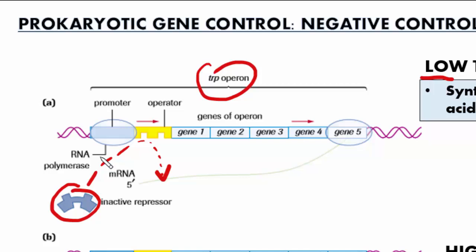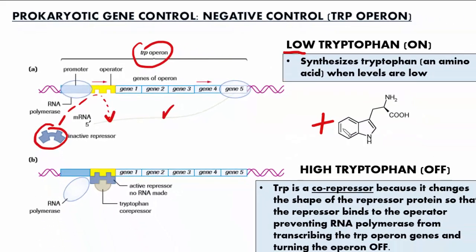RNA polymerase then is free to bind to its promoter and transcribe these genes, which will produce the mRNA, which when translated will create the enzymes necessary to produce this stuff, to make this. Now, we're not breaking it down like the lac operon. We're making tryptophan. All right, so low tryptophan, inactive repressor, RNA polymerase works.